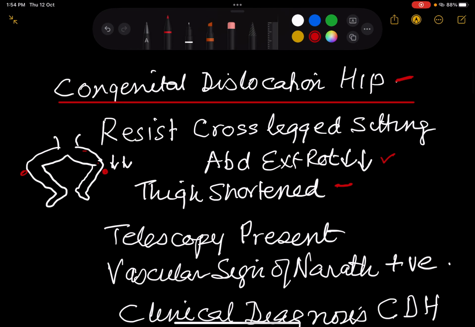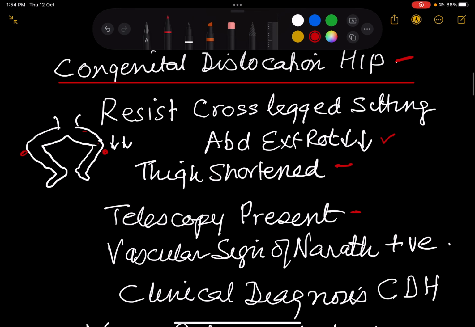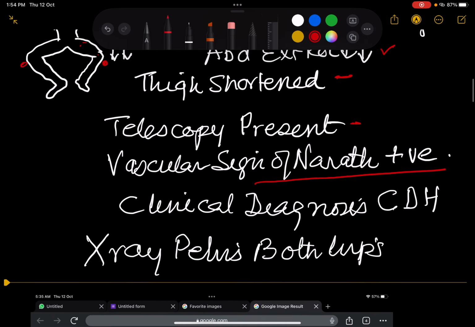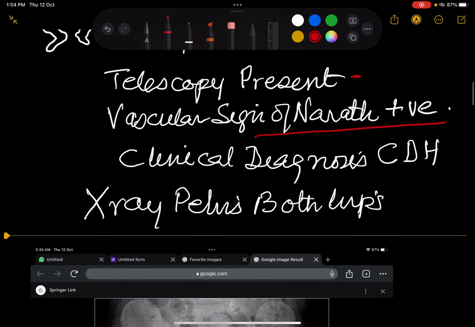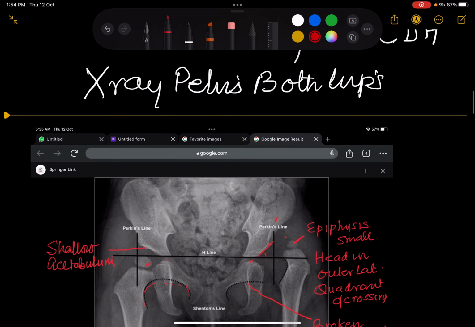You do a telescopy, that is positive, and you feel the femoral artery on the side of the dislocation. The pulse volume is less, which means the vascular sign of Narath is positive, and this makes it a clinical diagnosis of congenital dislocation of hip in a neonate. In an adult, the picture will become a little different. You order an X-ray of the pelvis, both hips.